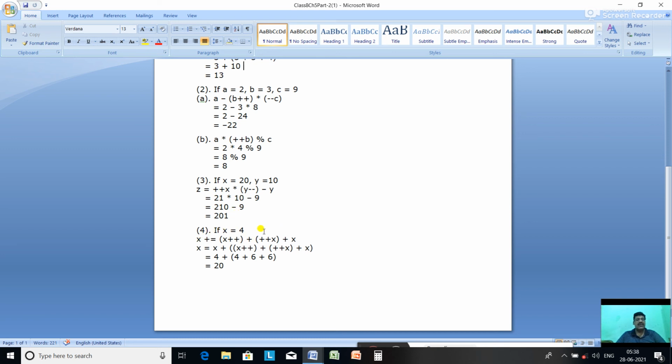So the last example, if x equal to 4, then x plus equal to x plus plus plus plus plus x plus x. So it is shortcut notation. So x plus equal to means x equal to x plus the whole. So whole put in the bracket. That means in the bracket x plus plus plus plus plus x plus x. So x value is 4. The 4 plus, it is postfix. So x remains 4 only. Then the value of x will become 5. So plus 5. The plus 5 will become 6. And plus x means 6. So first execute the bracket. The 4 plus 6, 10 plus 6, 16. 16 plus 4, 20. So I hope you must have understood how to do it.